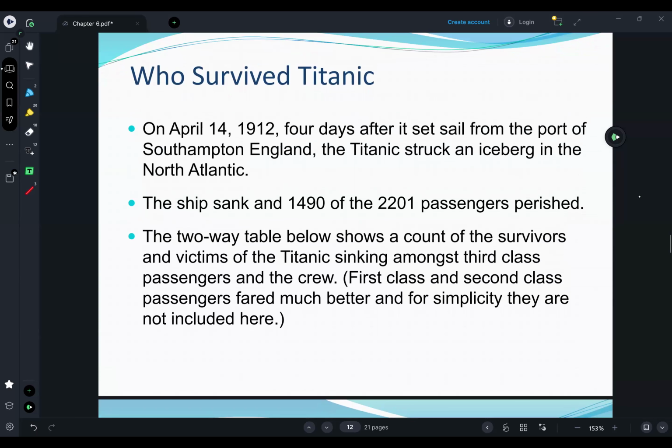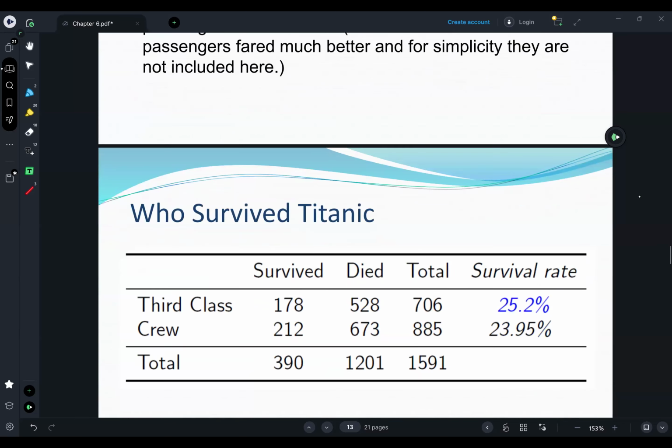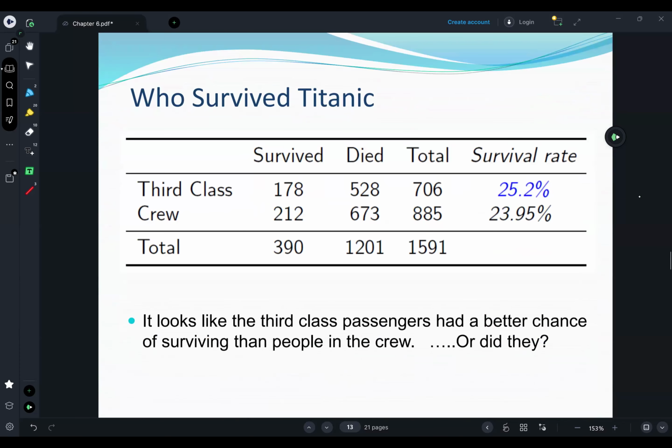Just for simplicity, we're just going to have those. So here is what it looks like. We have third class passengers, and you can see the survival rate was 25.2%. So how did I get that? It's in blue. How did I get that survival rate?